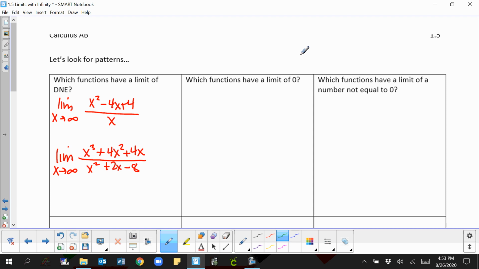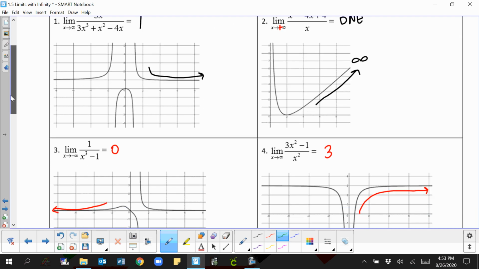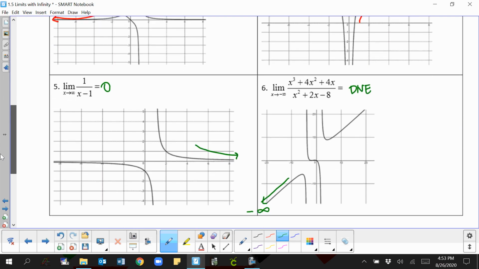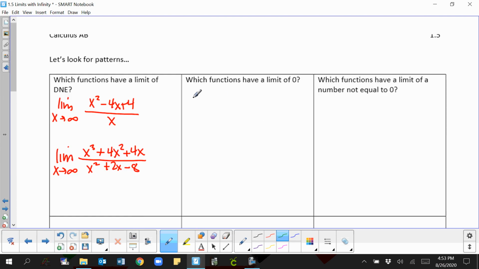All right, the next one asks which ones have a limit of 0. So our 0 limits are number 3 right here and number 5. So I'm going to write that over here. It's the limit as x approaches negative infinity of 1 over x cubed minus 1, and the limit as x approaches infinity of 1 over x minus 1.